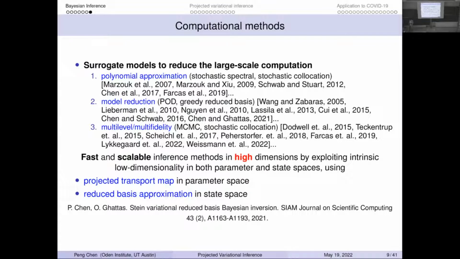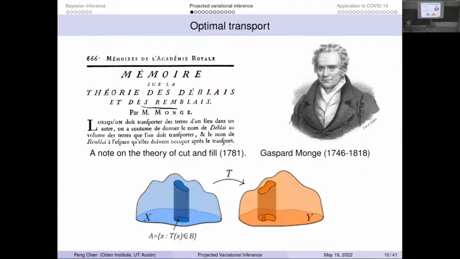So essentially, what we want to do is develop a fast and scalable inference method in high dimensions by exploiting the intrinsic low dimensionality in both the parameter and the state spaces. But today I'm going to focus on the parameter space using the projected transport map. And for the state space, we have developed a reduced basis approximation in this paper. All right, so let me come to the projected variational inference method.